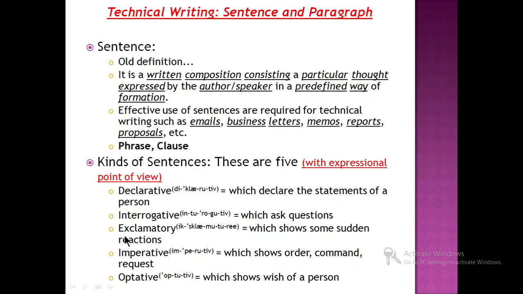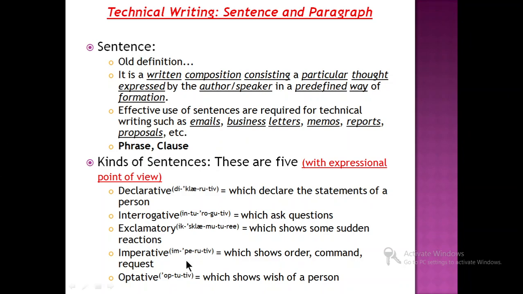Third one is exclamatory. Exclamatory means anything which comes from your mind suddenly and with a strong emotions, बहुत ज्यादा strong emotions के साथ, और अचानक कुछ बाहर आता है in a form of a sentence, that is exclamatory sentences, जो अचानक कुछ कहा गया है.